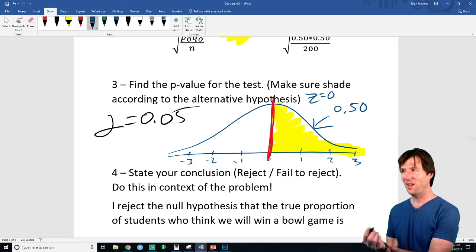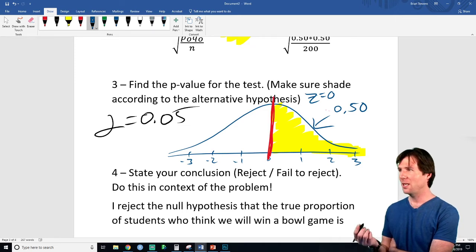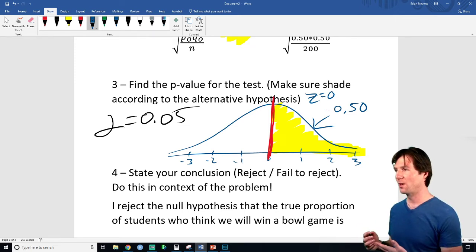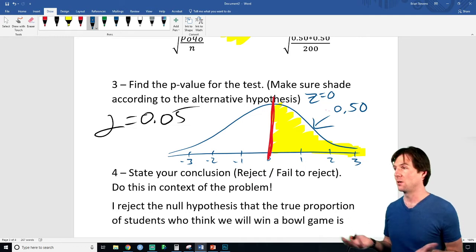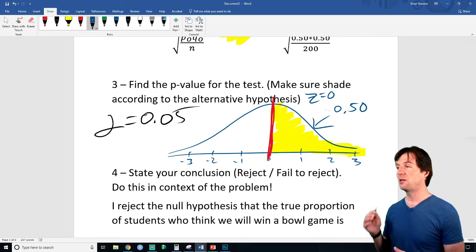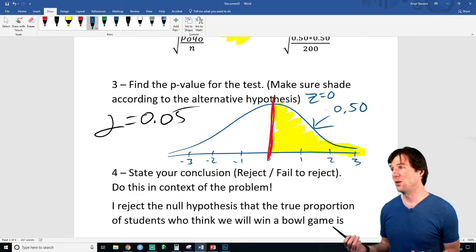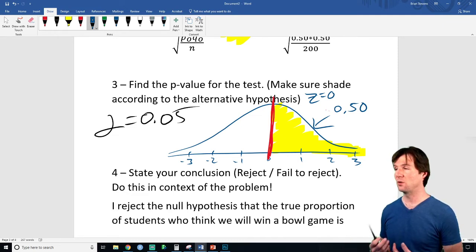And so does that seem likely given the null is true? If 50% of students think we'll win a bowl game, the most likely thing to see in a sample would be 50%. We're shading to the right because this is a greater-than test, and so what would we say here? We would say, I fail to reject the null. We don't have reason to believe that more than 50% of students think we'll win a bowl game.